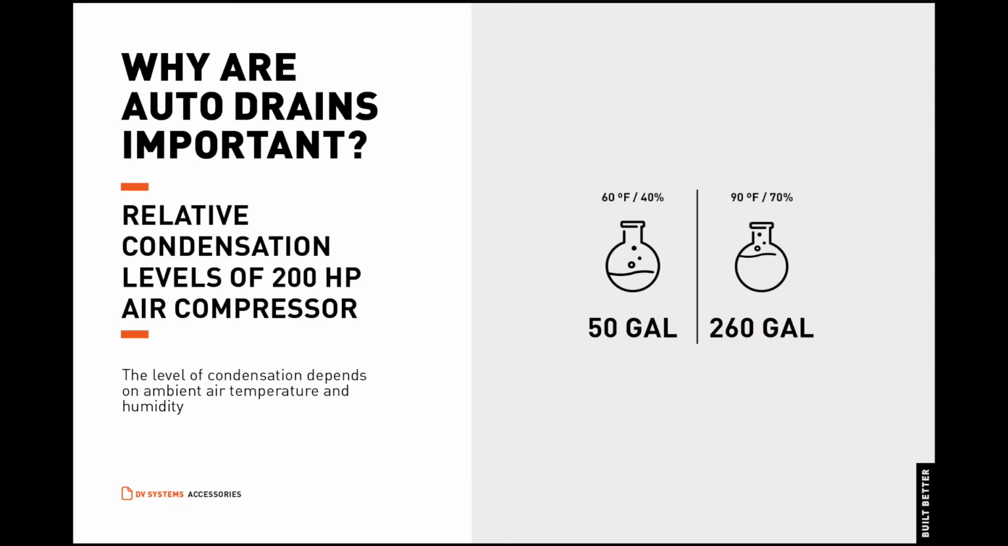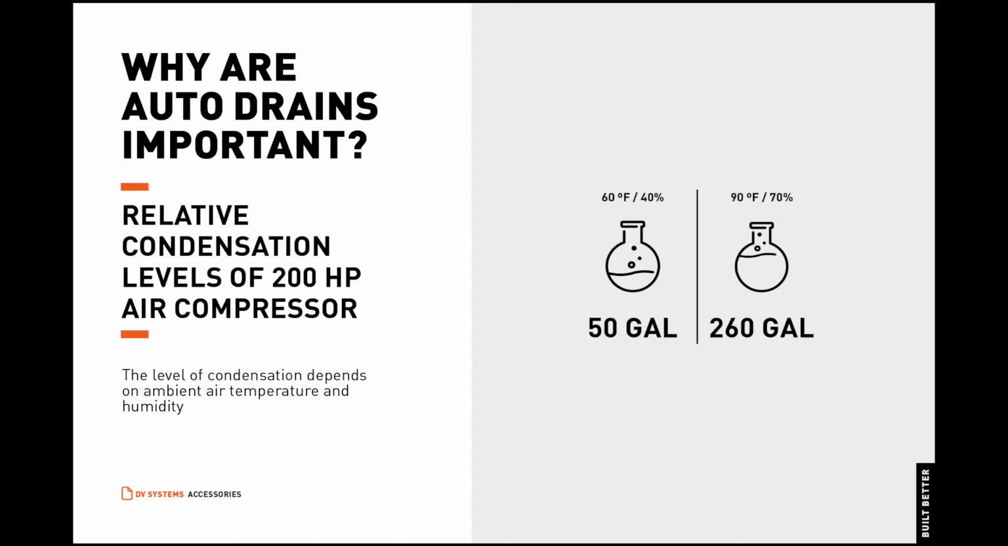A good example to give you a proper understanding of how much moisture condensation is generated by an air compressor is to look at relative moisture condensation levels produced by a 200 horsepower rotary screw air compressor functioning in average conditions. A 200 HP compressor operating in a climate of 60 degrees Fahrenheit with 40% relative humidity will generate approximately 50 gallons of condensate a day. However, that same compressor operating in a climate of 90 degrees Fahrenheit with 70% relative humidity will generate approximately 260 gallons of condensate a day. That's a considerable amount of condensation.